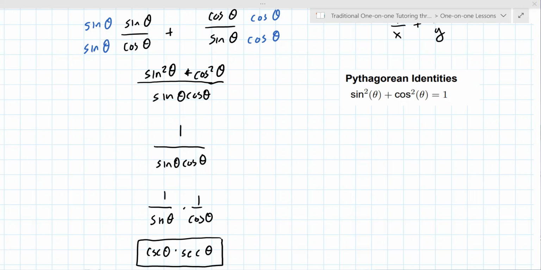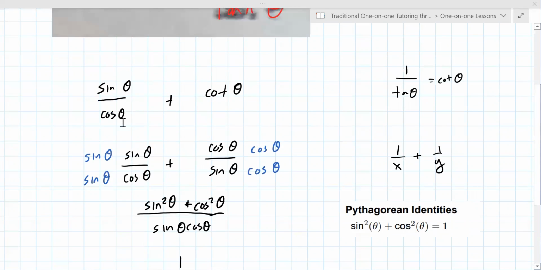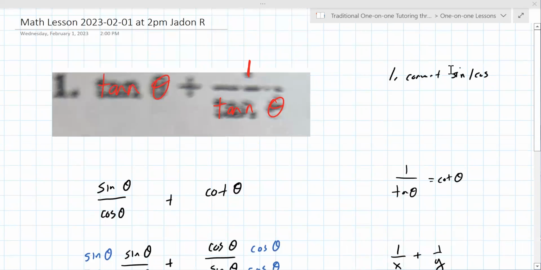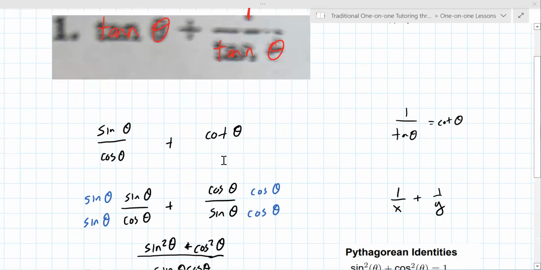Is that okay? Yeah, so you converted the tangent into sine theta over cosine theta. That's right. One of the general strategies is to convert everything to sine and cosine. And 1 over tangent, it's awkward to put fractions in the bottom. So that's why I converted it first to cotangent and then to cosine and sine.